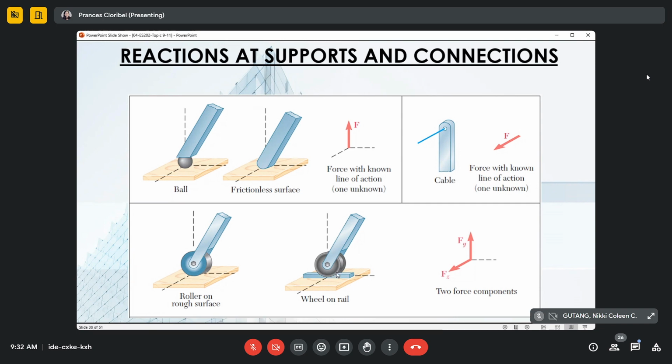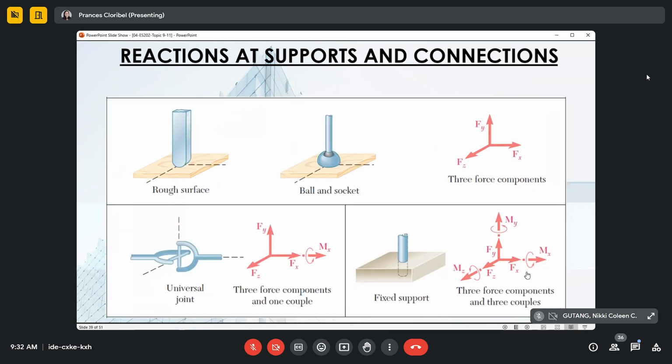Same with the wheels on the rail. It has a guided displacement along the x-axis. But because it is being connected, gi-restrict na siya, na-bolt, dili na siya pwede ma-move towards the z-axis. Same with the y-axis. So there will be two force components for these types of supports.